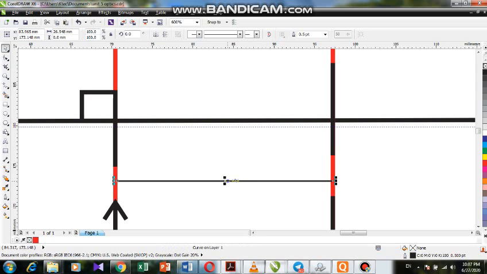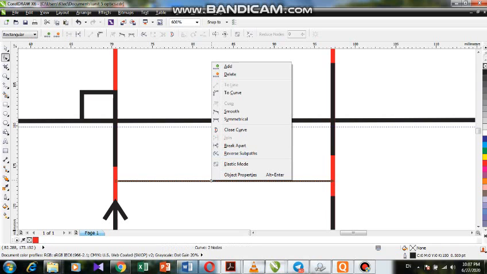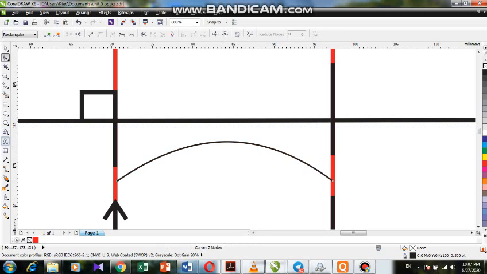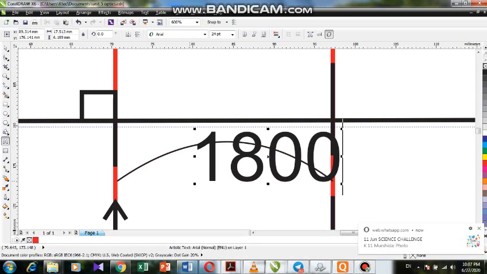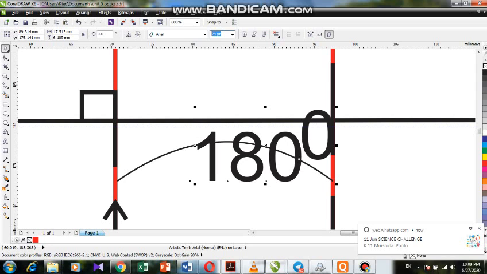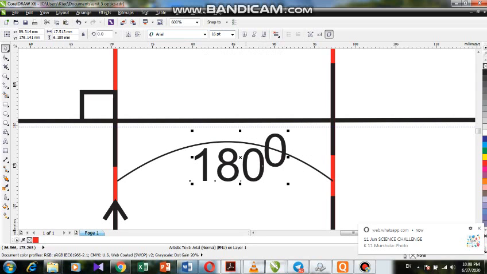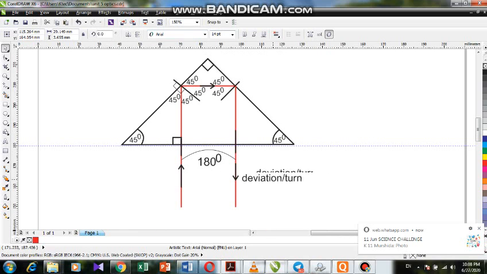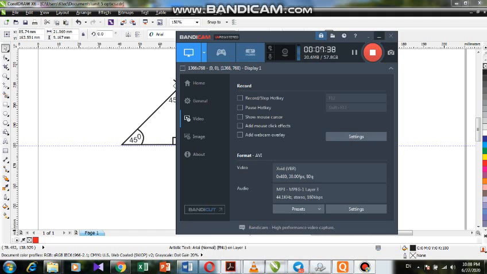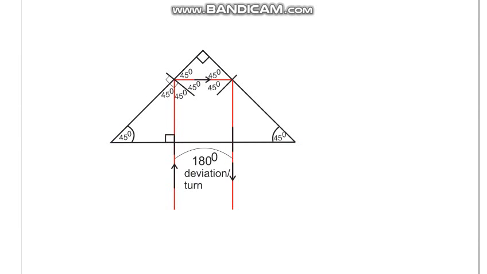So it is bending by 180 degrees. This is 180 degree deviation, or 180 degree turn. So the final appearance of it is going to be this way.